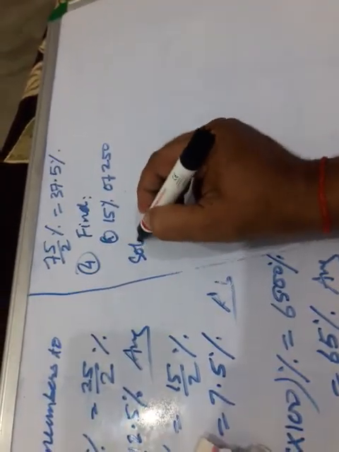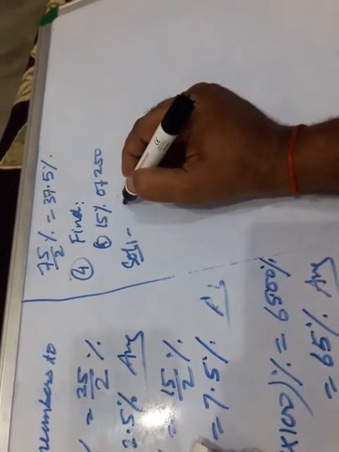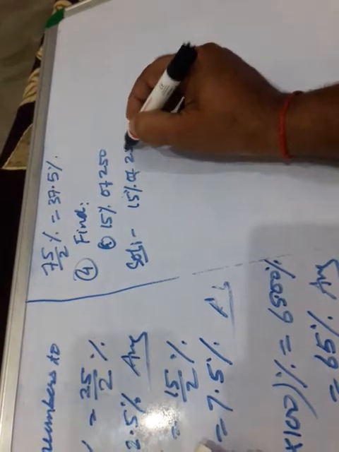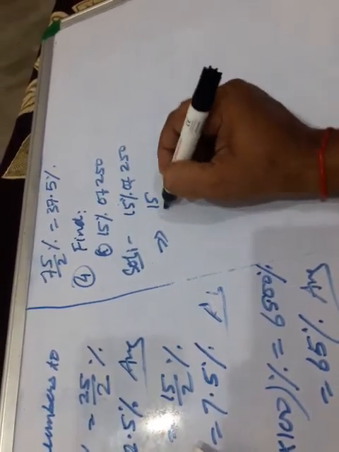Start solving. 15% of 250. This is percent of 250. This implies that 15% means 15 upon 100.